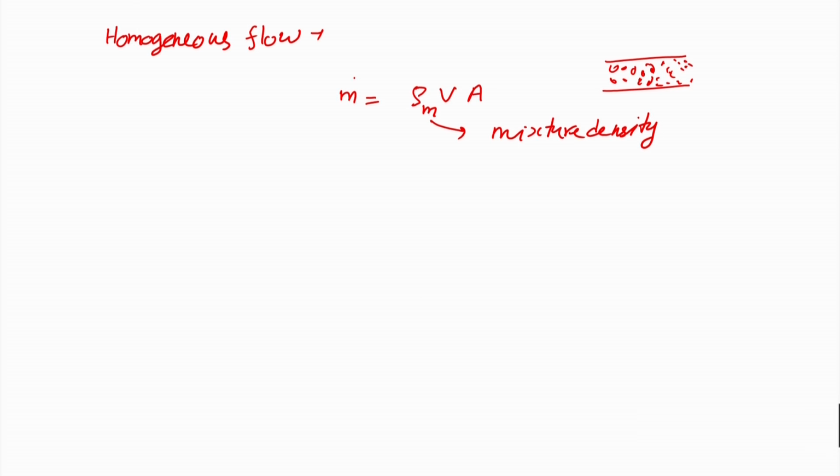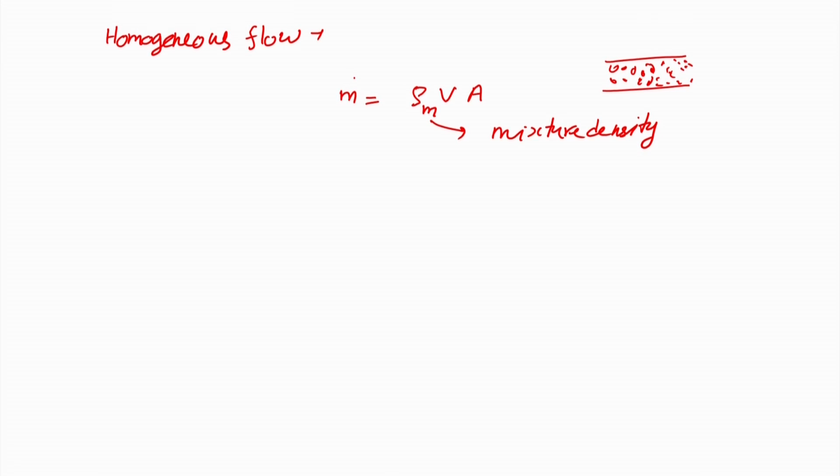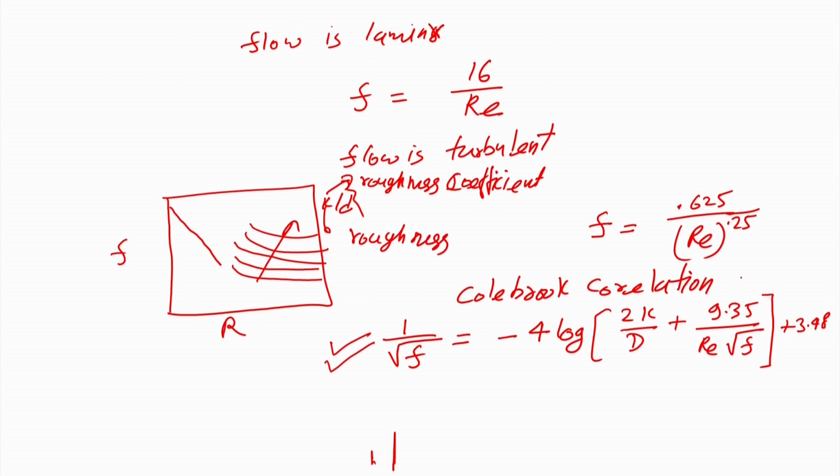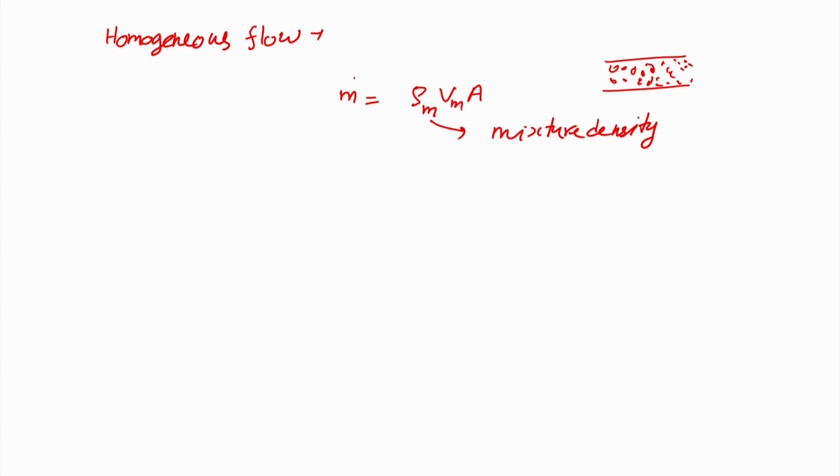So instead of writing two equations for both the phases, I can write the equation in terms of mixture density and mixture velocity. Because both phases are homogeneously mixed, instead of considering them as two different phases, I can consider them as a single phase and take the property of the mixture. So the overall mass balance or continuity equation we can write as rho m into V into A, and V is the mixture velocity, so V m.